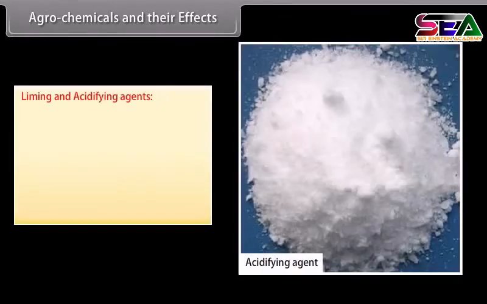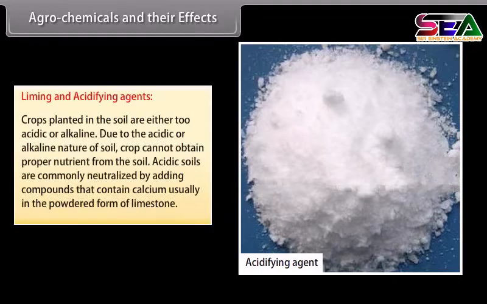Liming and acidifying agents. Crops planted in the soil are either too acidic or alkaline. Due to the acidic or alkaline nature of soil, crop cannot obtain proper nutrient from the soil. Acidic soils are commonly neutralized by adding compounds that contain calcium, usually in the powdered form of limestone.